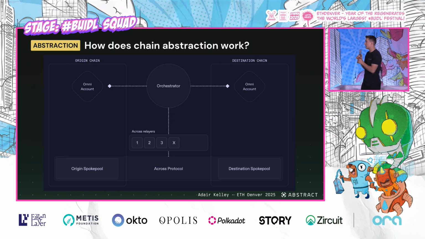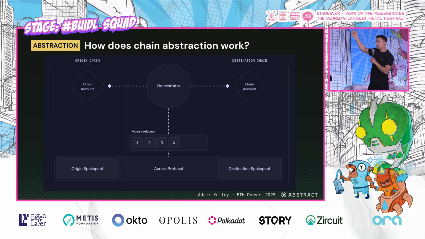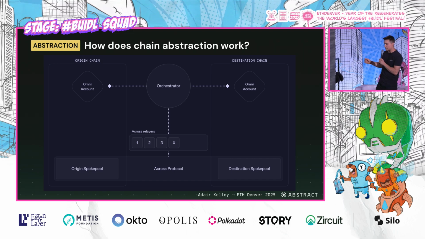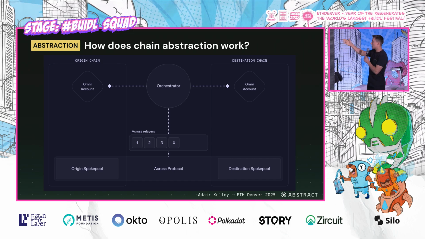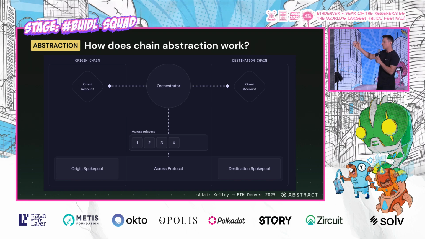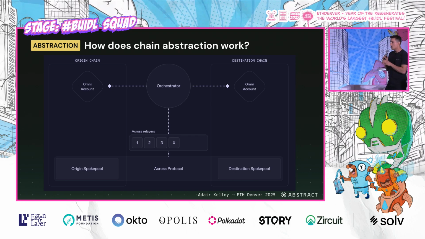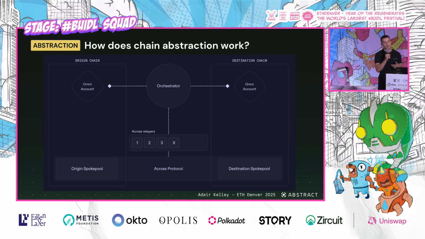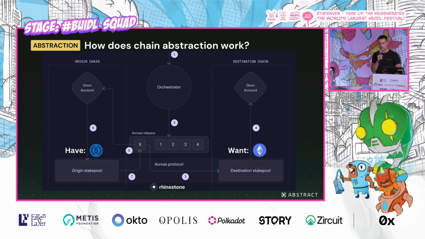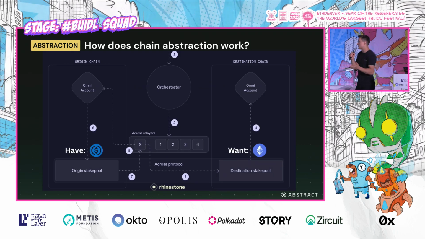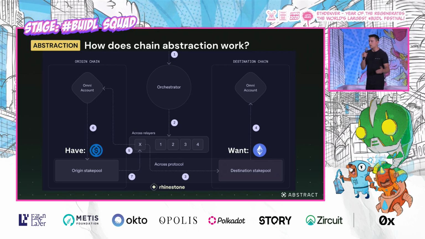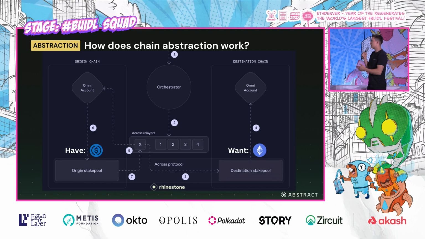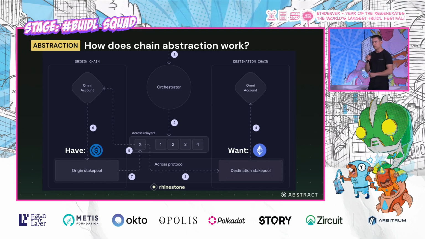If you look here in this example, we have an Omni account. This is actually a diagram generated by the Rhinestone team, so thank you, shout out to them. We have an Omni account, which is a universal account that works across multiple different chains. When I go to use assets in my Omni account, I will execute those actions through the orchestrator. So let's say that I have USDC on one of these chains, whether it be Ethereum, Optimism, or any one of these EVM chains. I have USDC, but I want ETH.